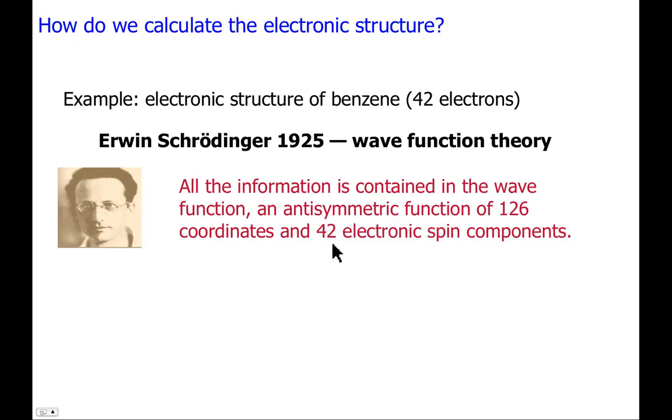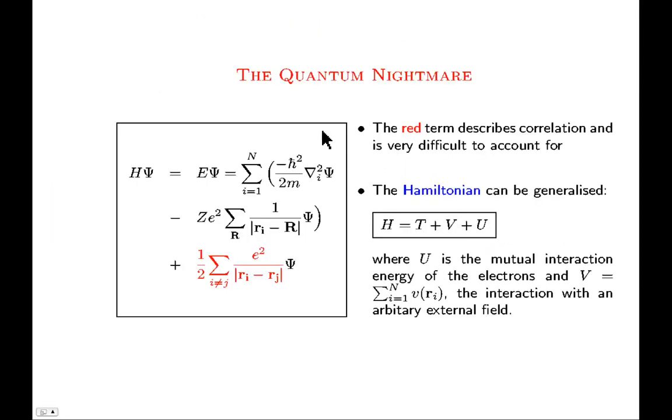And it is 42 electrons, so if we think of the spatial coordinates of each electron, there's an x, y, and z, so there's 3. 3 times 42 is 126, so it's an anti-symmetric function of 126 spatial coordinates for the electrons, and the electrons also can have spin, alpha or beta spin, and so there's 42 electronic spin coordinates as well. So that's a function of altogether 168 different coordinates, which, well, that's a lot. And so sometimes this is referred to as the quantum nightmare.